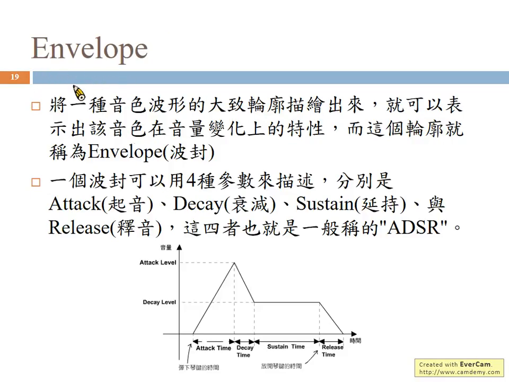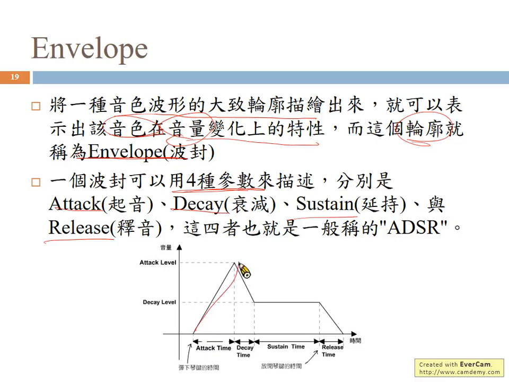What is an envelope? This is a way to roughly describe the shape of the sound wave. We can describe the energy evolution of such a sound wave, and this contour is called the envelope. An envelope can be described by four parameters, that is, four ranges, including attack, decay, sustain, and then release.